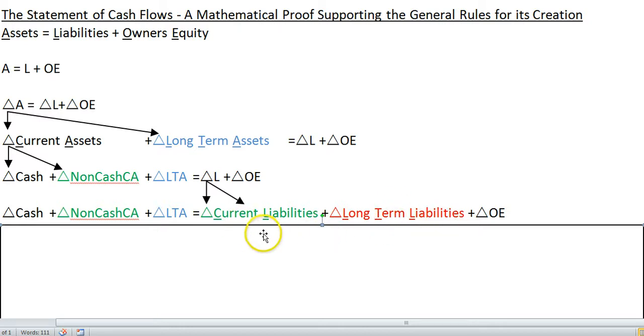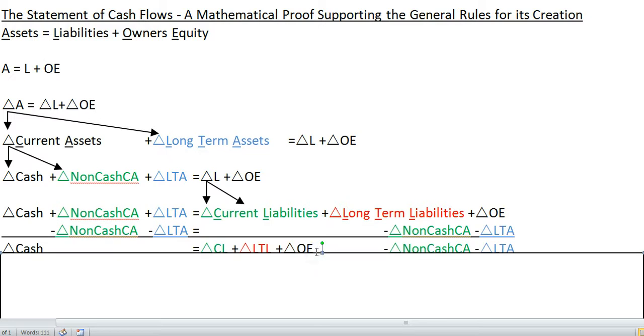Okay, well, if we wanted to get the change in cash by itself so that it's explained by all the other stuff, what we need to do is deduct your change in non-cash assets and your change in long-term assets from both sides so that cash is over here by itself, and then we'd have a minus non-cash current assets and minus long-term assets over on the other side.